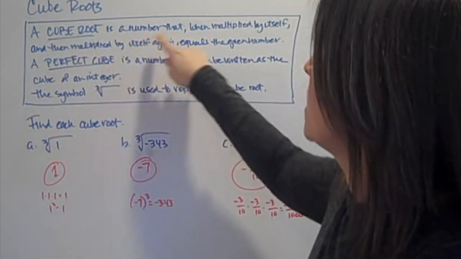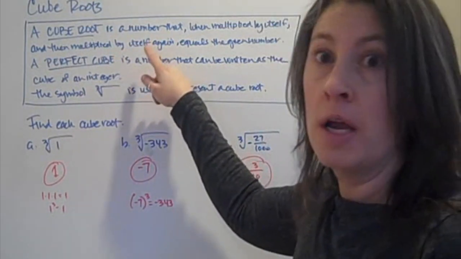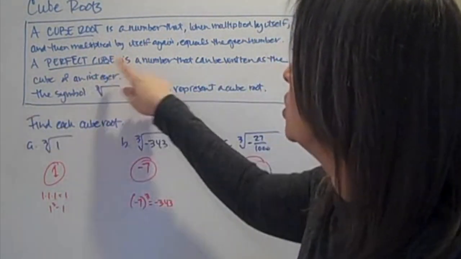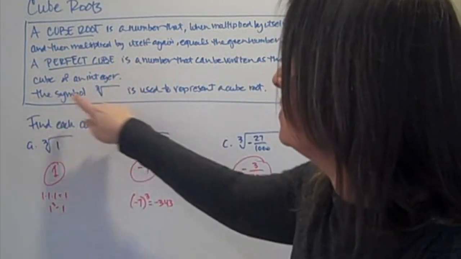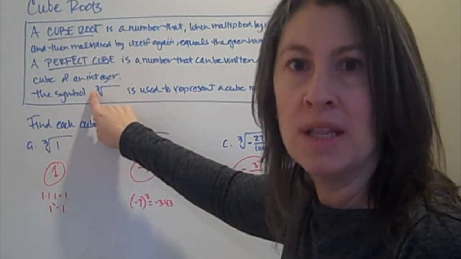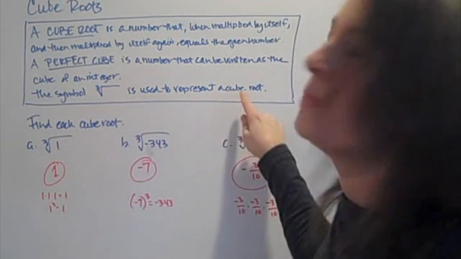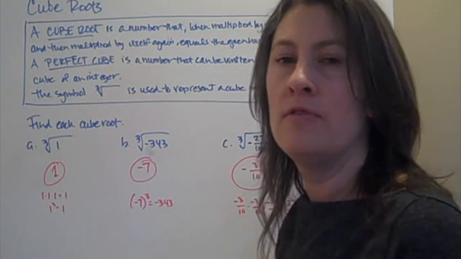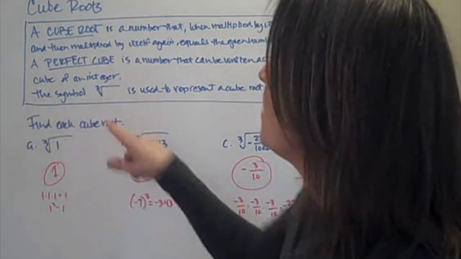So a cube root is a number that, when multiplied by itself, and then multiplied by itself again, equals the given number. A perfect cube is a number that can be written as the cube of an integer. And the symbol, now here's our radical sign again, but notice there's a little tiny 3 in front that kind of looks like an exponent. It is used to represent a cube root. So we're going to work with cube roots very similarly to how we worked with square roots. So let's find each cube root.